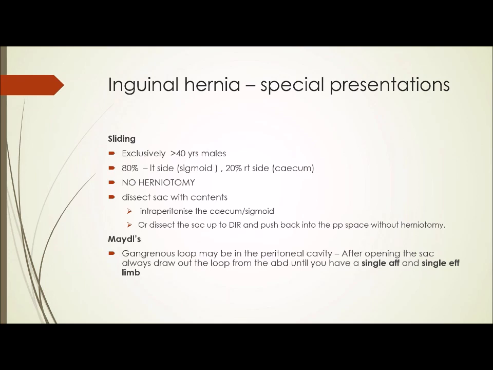Maydl's hernia, on the other hand, is basically a W-shaped hernia, and the problem with this kind of hernia is that the gangrenous loop may be lying inside the abdomen. So you have to drag the whole intestine outside until you have only one afferent and one efferent limb from the abdomen. That is, only one intestinal loop is coming out and the other is going in, right? Until then, you can't be sure whether the part lying inside the abdomen is gangrenous or not. So you have to be very, very sure about that. This has happened a number of times, and the patient goes back to the ward and comes back with peritonitis.